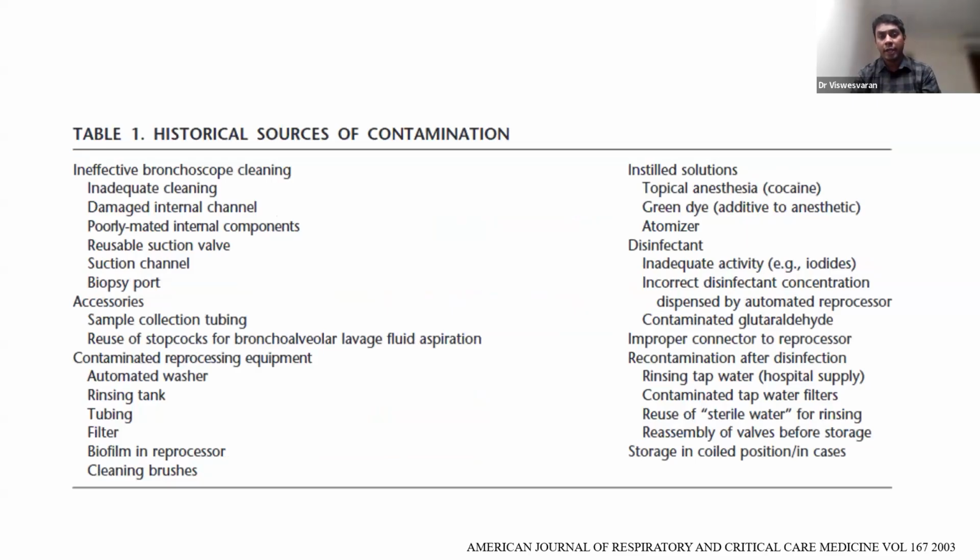And there can be a lot of areas which can result in the contamination of the scope. It can be because of ineffective scope cleaning, or ineffective handling of the accessories. It can be because of the contamination of the reprocessing equipment. It can be because of the instillation of the drugs which you use, which get contaminated. Or sometimes the disinfectant may not be the proper one, or is improperly connected to the reprocessing circuit, or there is recontamination after disinfection, and even storage in a coiled position. So it's an exhaustive list. The only way we can get away from the contamination of the scope is to keep a checklist and to monitor the checklist promptly to prevent the contamination of the scope.